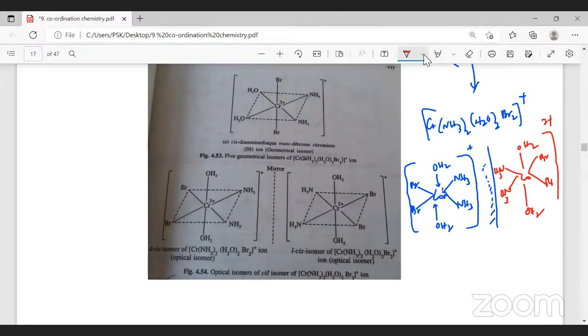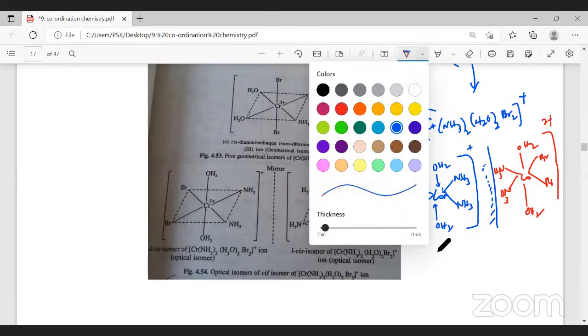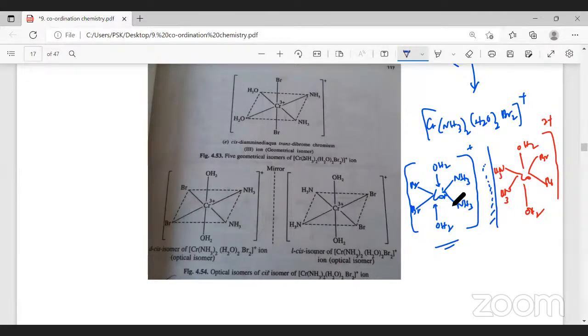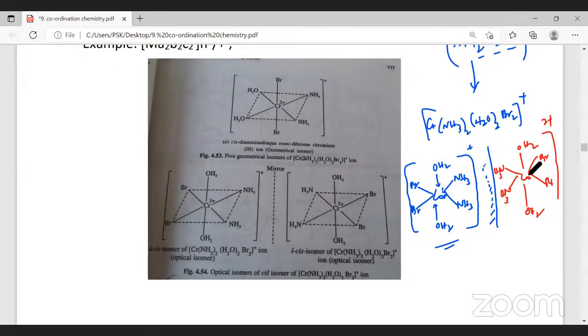Now just observe this carefully. In this complex, ammonia is on the right side of the cobalt. In its mirror image, ammonia is on the left side of the cobalt. Now if I take this molecule and place it on the other, will they overlap? Are they superimposable?